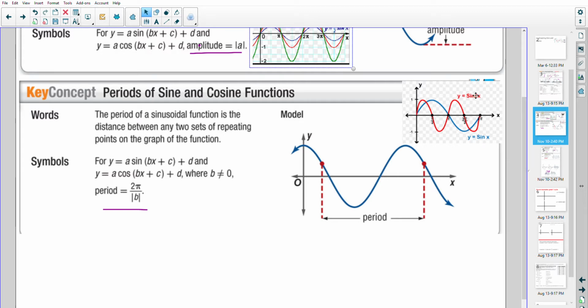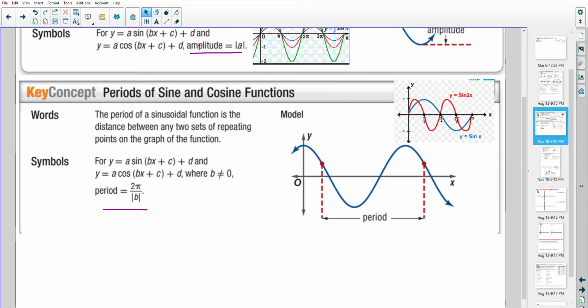The period: if you multiply x by 2, you're going to see that in this case, the red line moves twice as fast as the blue line. So the period is going to go from 2 pi all the way to just pi. And the way that you get the period is 2 pi over b.